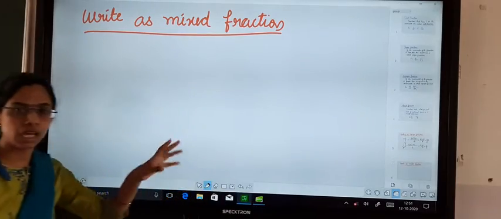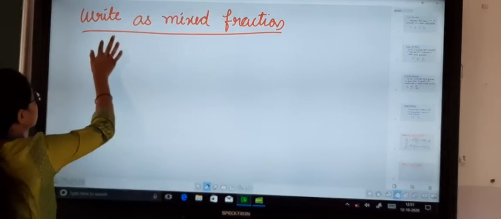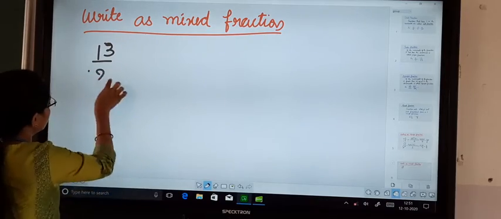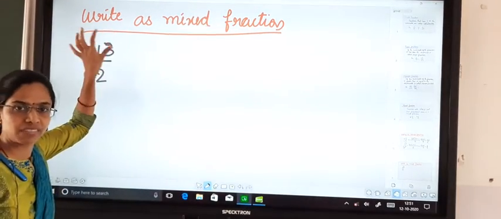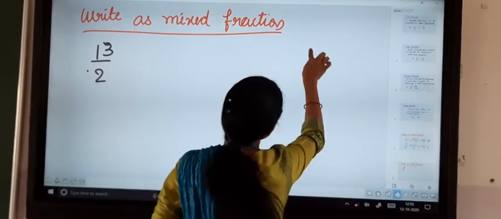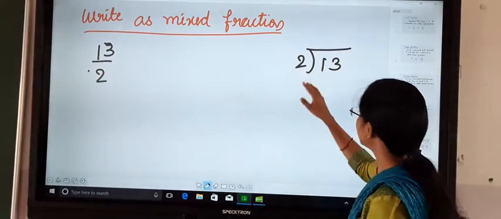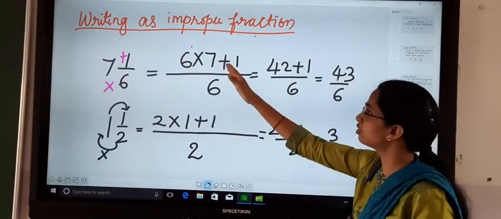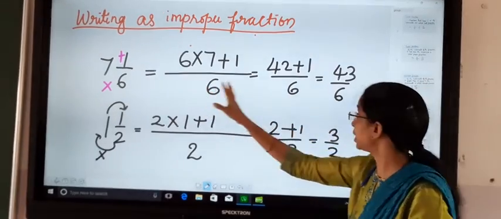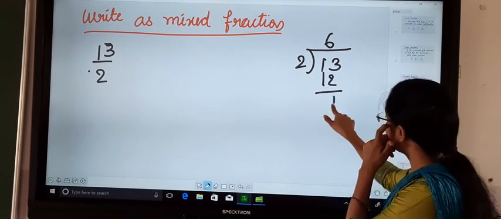So it is just the opposite. When an improper fraction is given, improper fraction 13 by 2. In the improper fraction, the numerator will have the greater value, the denominator will have the smaller value. What we do is divide the numerator by the denominator. Earlier, when converting a mixed fraction to an improper fraction, you multiplied. But here you will divide. 2 sixes are 12. Remainder is 1.